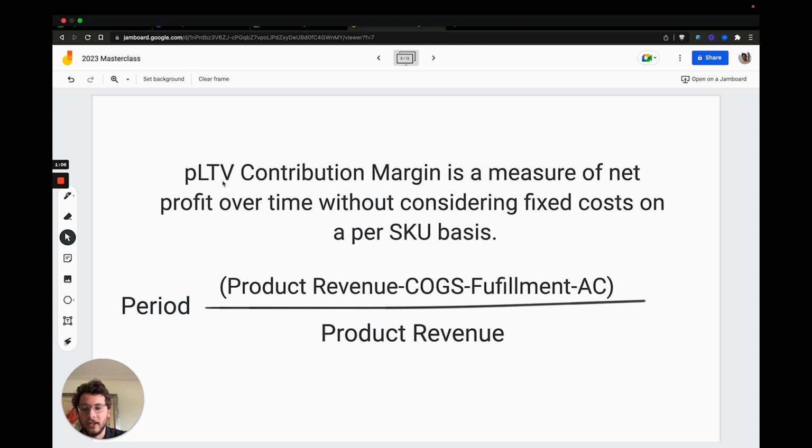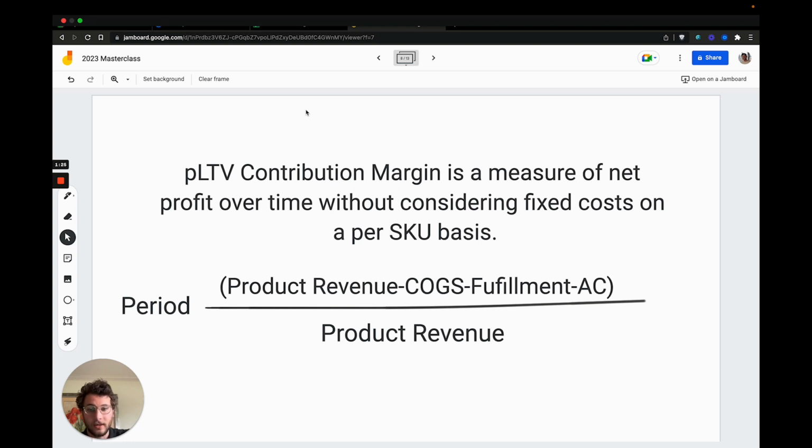So it's the period that we determine at the start. Whether you want to do a 60, 90, or 180 day LTV look back, it's the period you decide is the most meaningful for your business, and you look at the LTV contribution margin on that basis. So the gold standard is 60 days. I typically like to do 90 days.